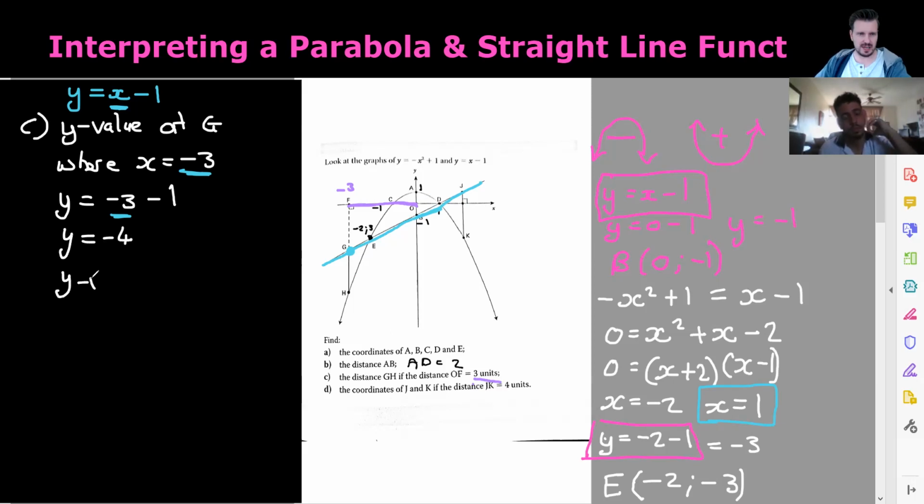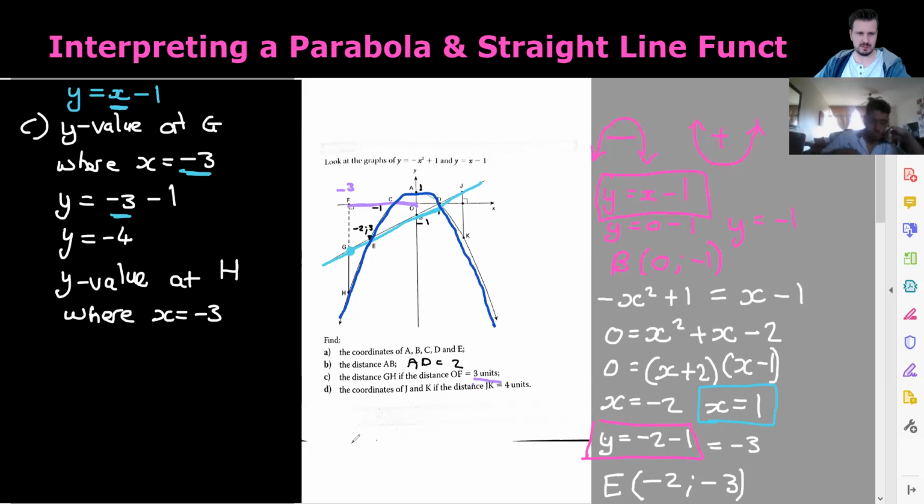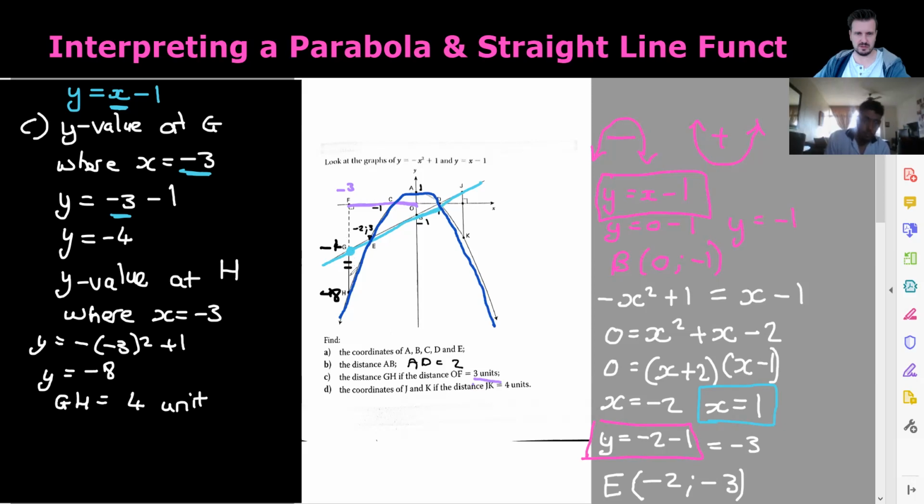And now we get the Y value at H. That's also where x is equal to -3, but we now sub it into the parabola. This is going to take a bit longer because it's y equals negative, and we put a -3 squared plus 1. -9 plus 1 is -8. And so the distance therefore GH is equal to 4 units. So that's -8 and that's -4. The distance will be 4.